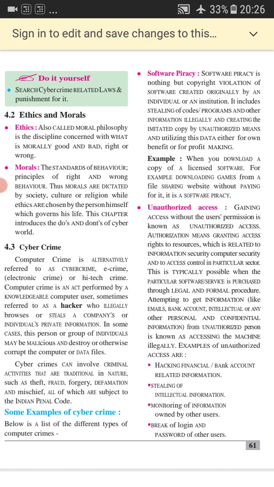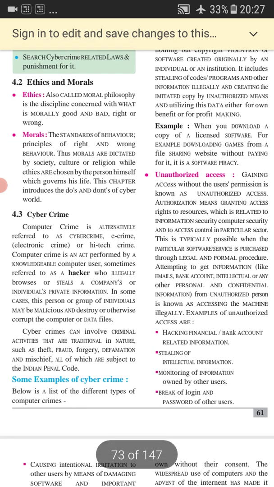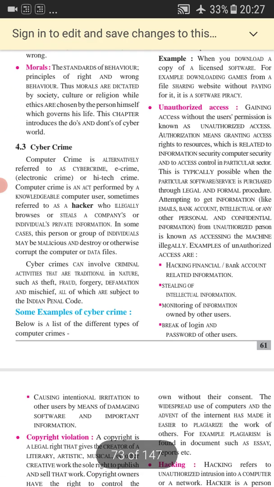The next example is unauthorized access. Unauthorized access means when someone accesses your account without your permission, without your knowledge. So that is unauthorized access. It means you cannot access anyone's account without his or her permission. They can access an account to store or steal data, to monitor information, to access a bank account. They can do anything. So this all comes under cybercrime.